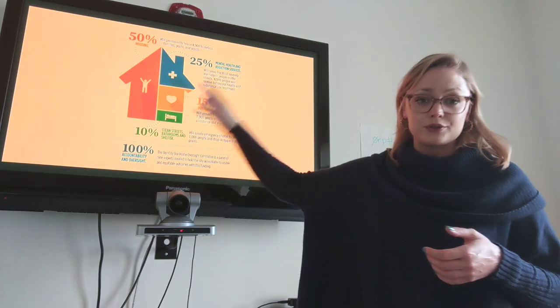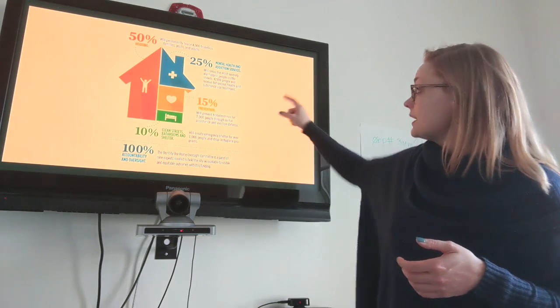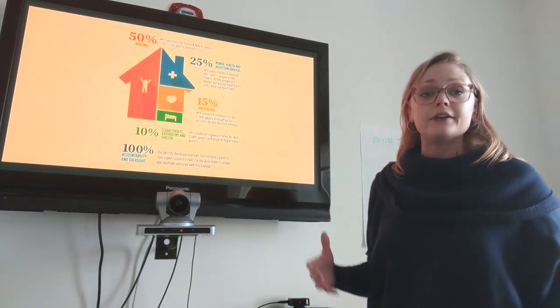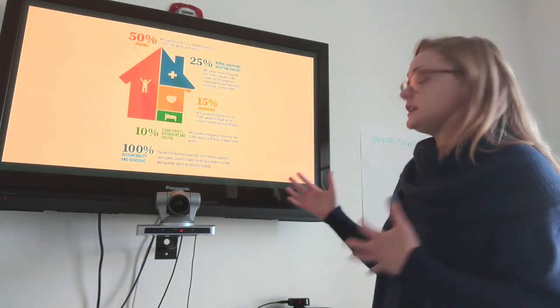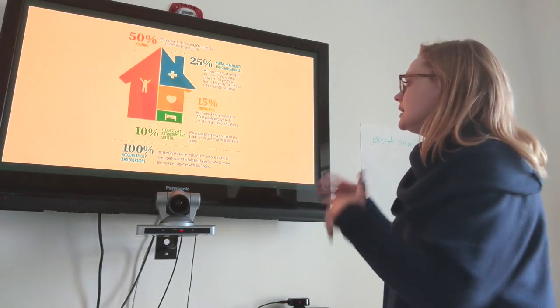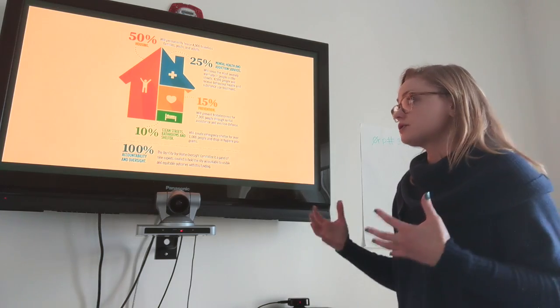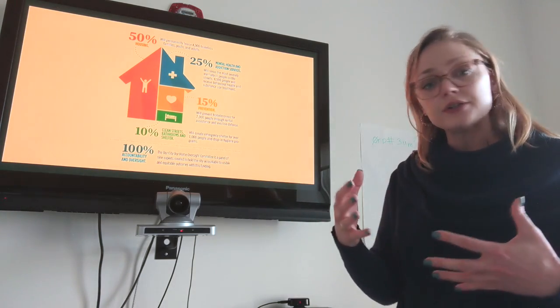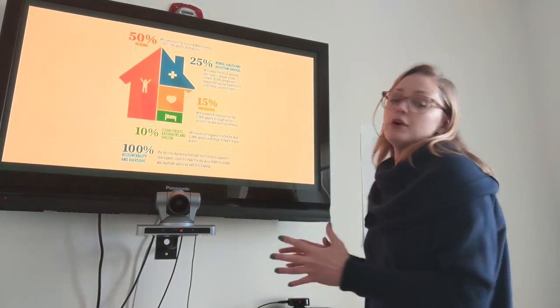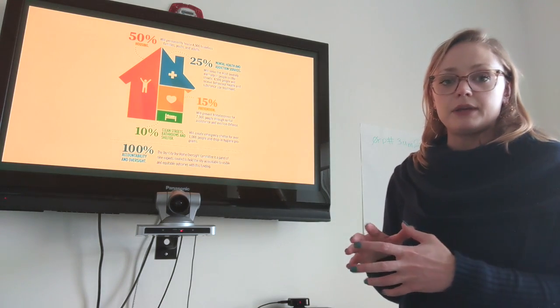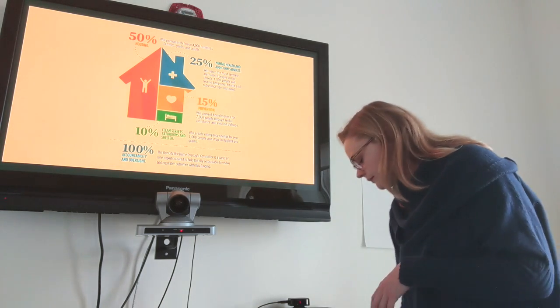50% of it will go towards affordable housing. 25% of it will go towards mental health and addiction services. 15% will go towards prevention. 10% will go towards clean streets, bathrooms and shelters. And there's also an oversight committee that will be overseeing the funds.